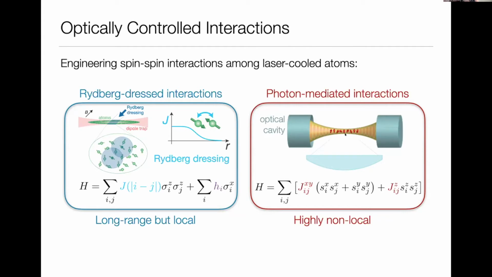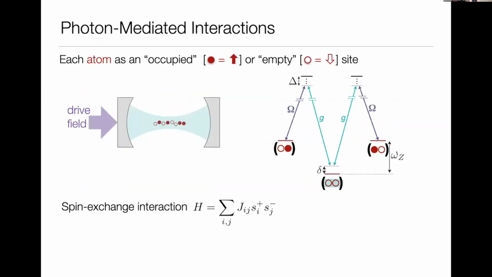and we allow photons to basically carry information between the atoms. So the basic concept is that, for example, if I want to turn on a spin exchange interaction between two atoms, so I want to make these two atoms flip-flop, what I can do is arrange a situation where I drive essentially a Raman process that allows an atom to flip its spin and put a photon into the cavity.